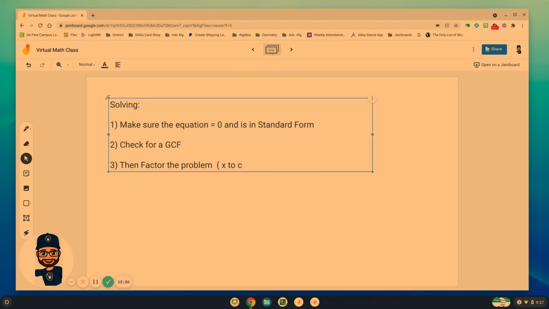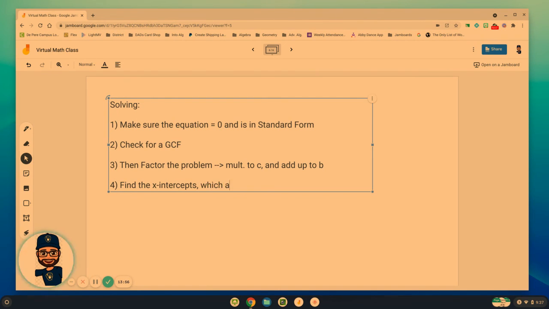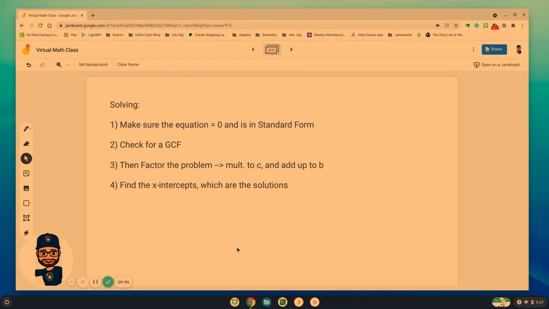They have to multiply to c and add up to b, right? When we factor, they got to multiply up to c and add up to b. And then 4, find the x-intercepts, which are the solutions. Those are your solutions. So if you follow that process and that pattern, you should be successful every time.